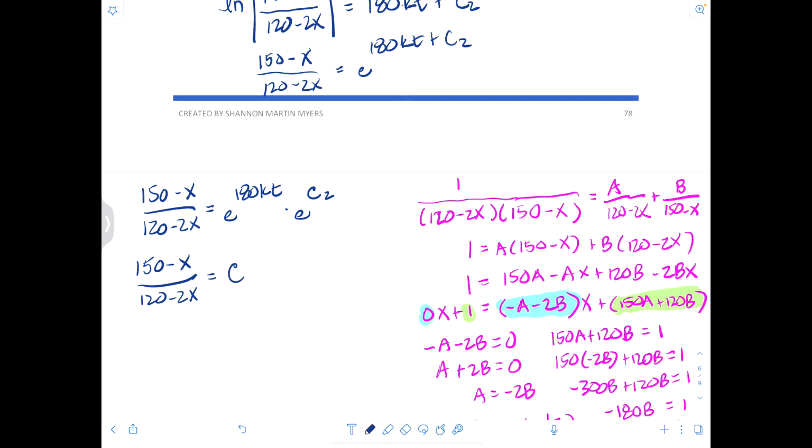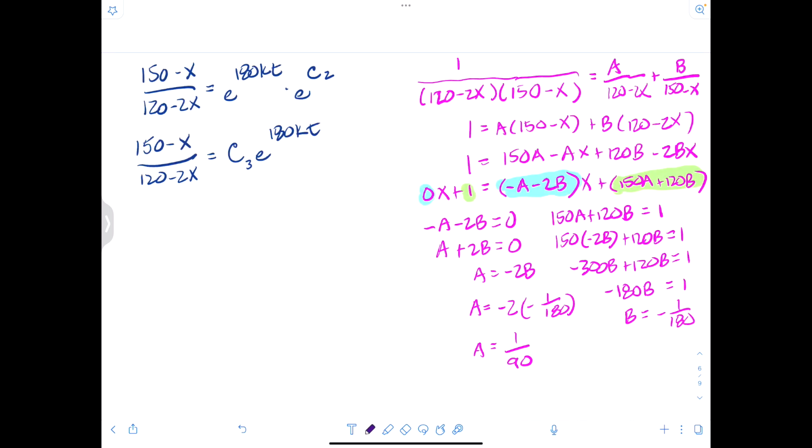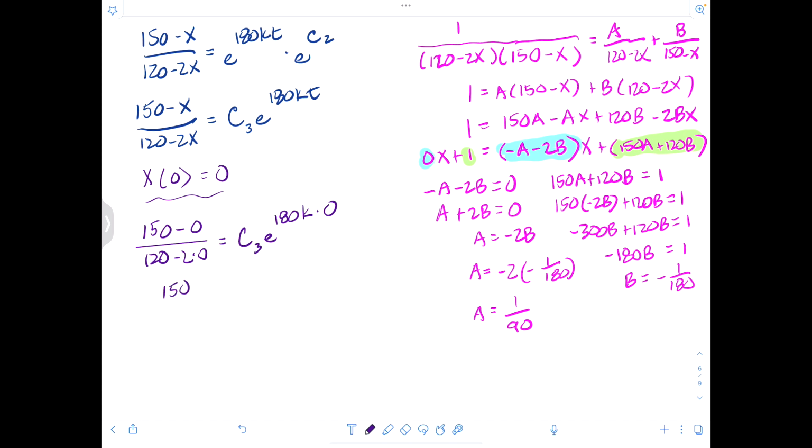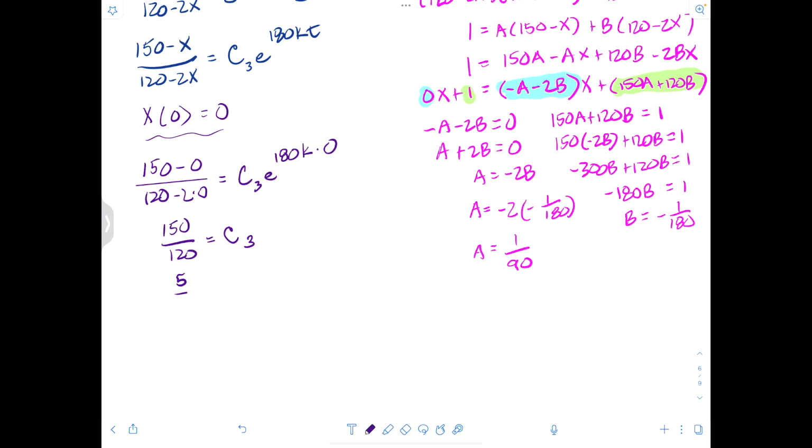So we'll call this C3 e to the 180k times t. Pretty cool, huh? At time zero, there won't be anything of any part of C, right? The compound C. So x at zero equals zero. So utilizing this, I'll have 150 minus 0 over 120 minus 2 times 0 equals C3 e to the 180 times k times 0. And so 150 over 120 is equal to C3, which reduces to 5 fourths is C3.